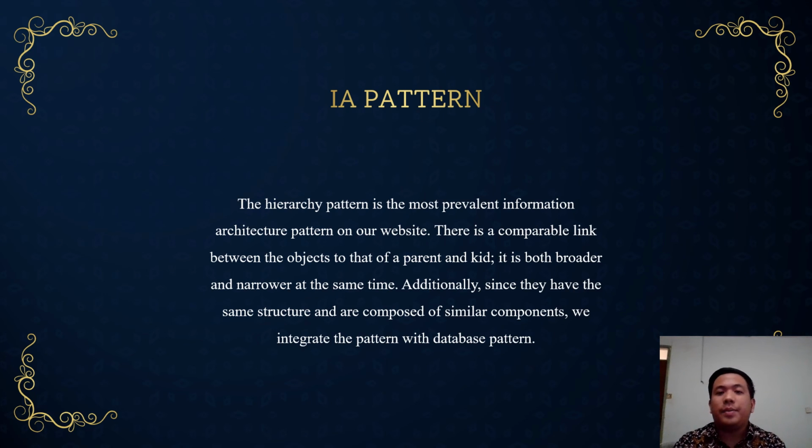I'm going to talk about the IA pattern. The hierarchy pattern is the most prevalent information architecture pattern on our website. There is a comparable link between the objects to that of a parent and child. It is both broader and narrower at the same time. Additionally, since they have the same structure and are composed of similar components, we integrate the patterns with the database pattern.